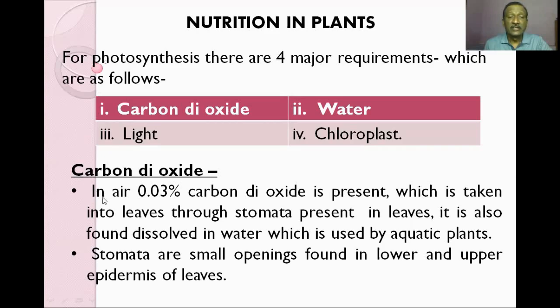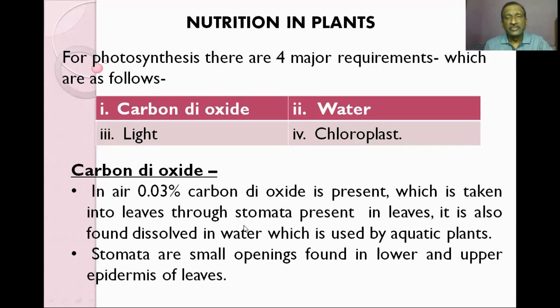Let us say in air there is only 0.03% of carbon dioxide. Now in some places, because of increased industrialization and increased use of fuel, the percentage of carbon dioxide has even risen from 0.03 to 0.04 or 0.05%. Only this much carbon dioxide is available in the air, which is used by the leaves through stomata. It enters into the leaf through stomata and is used in photosynthesis.